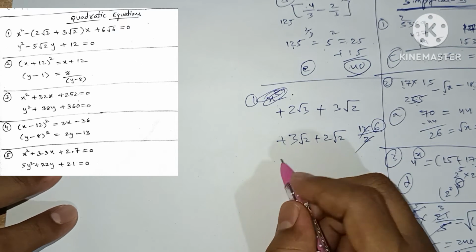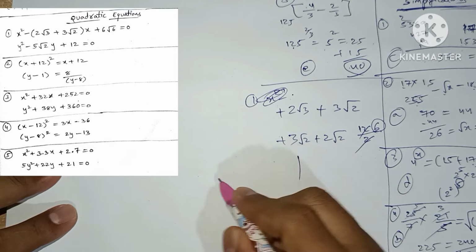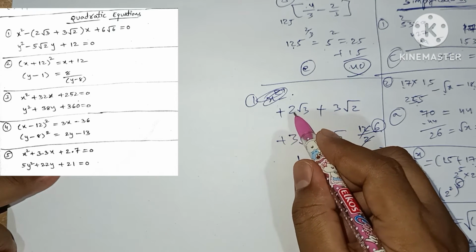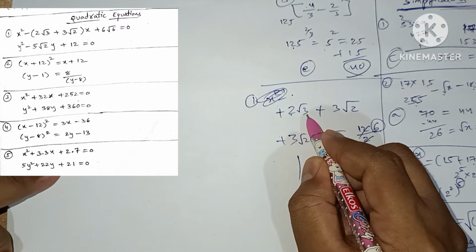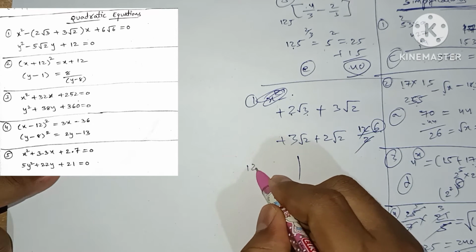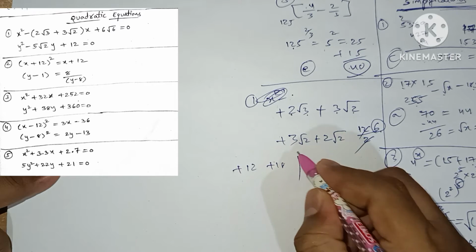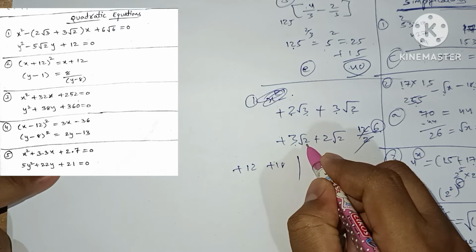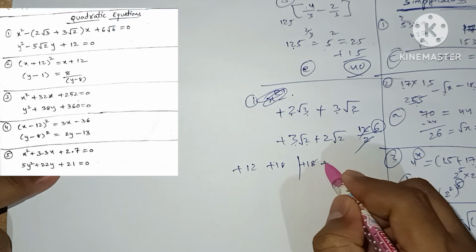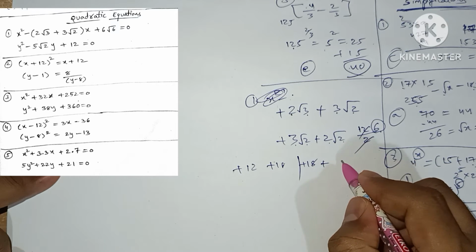Now how to compare these x and y, let's square all the numbers. This will be 4 3 times 12 plus 12, 9 2 times 18, 9 2 times 18, 4 2 times 8.